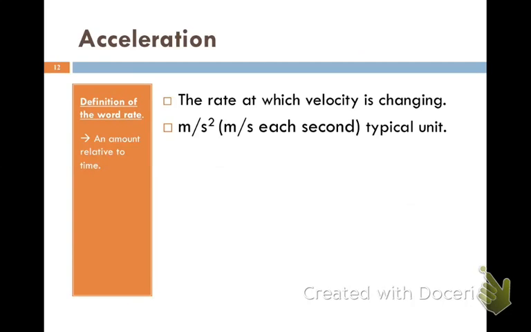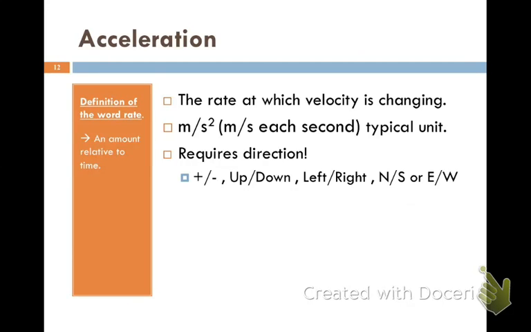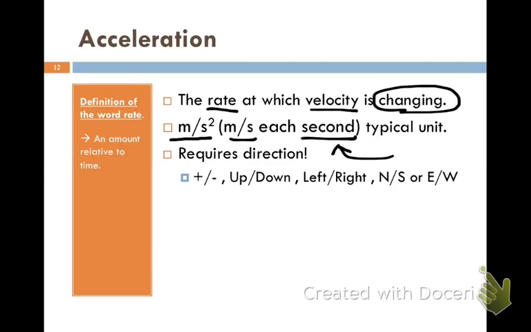Just a little bit again of a review: acceleration is the rate at which velocity is changing. Our units are going to be meters per second squared. You're going to see them like this often. However, I always like writing it in terms of meters per second every second. This really just shows that acceleration is indeed a rate. Acceleration requires direction, so it's going to be a vector. Important to remember, you could be going in the positive or negative direction, up or down, left to right, north, south, east, or west.